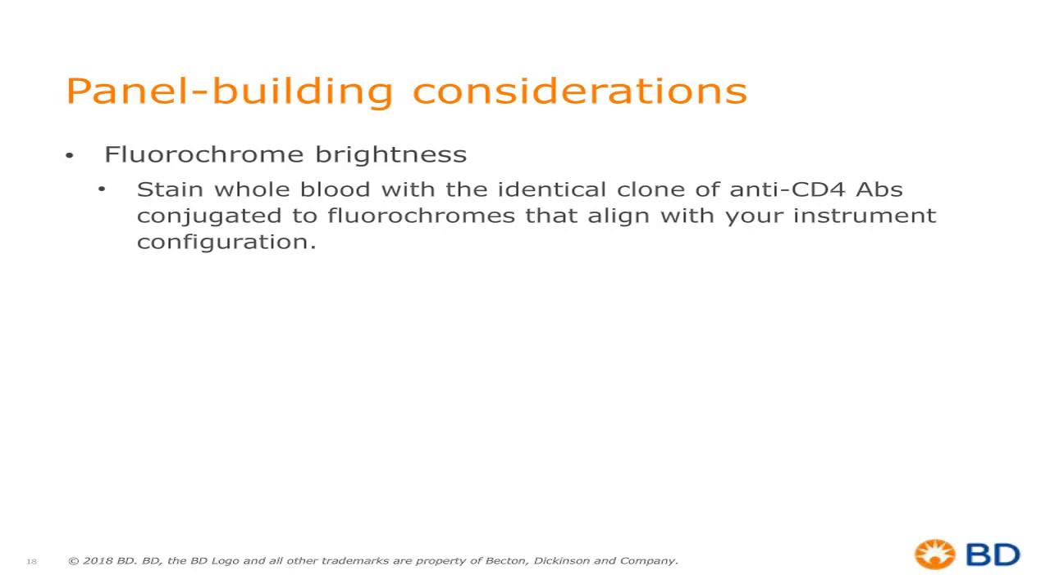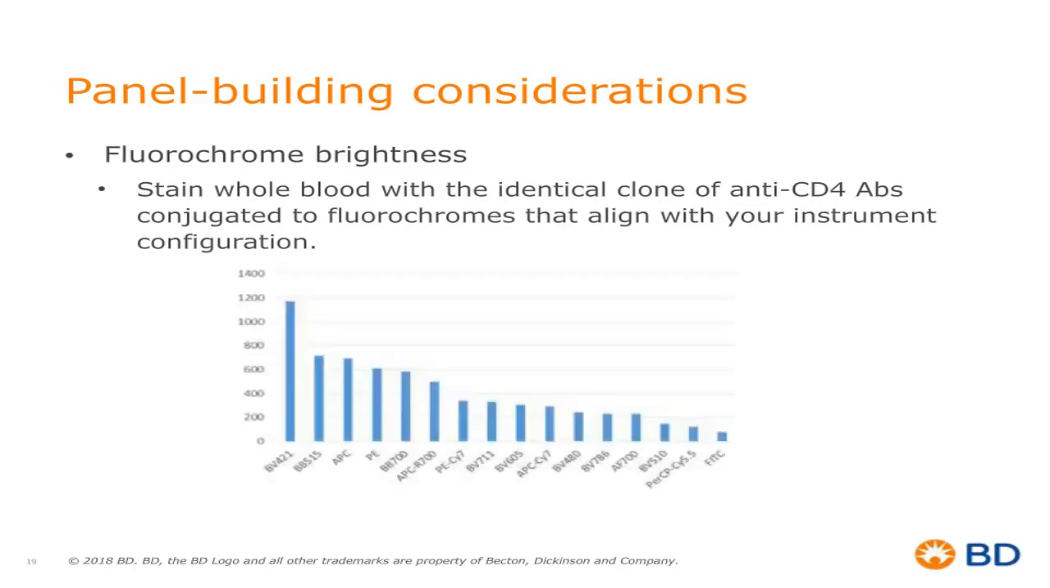And I can use that stain index calculation as an indication of the relative brightness of my fluorochrome, since all factors are equal. So I can basically create a chart like this where I have BV421 ranked all the way down to my dimmer fluorochromes, PerCP-Cy5.5, BV510, and FITC on the BD FACSymphony instrument.